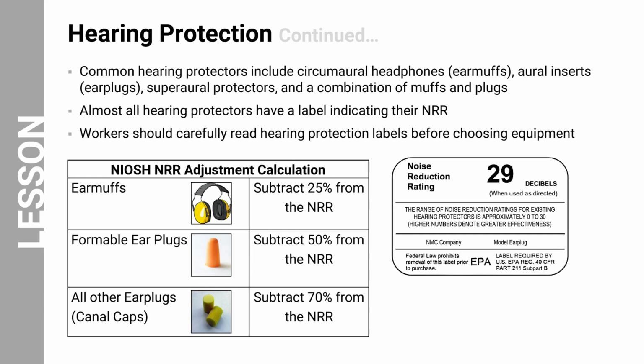Because of these inconsistencies, a worker should carefully read the labels of hearing protection before choosing their protective equipment. OSHA suggests that hearing protection users reduce the manufacturer's NRR when determining which type of protection to use.